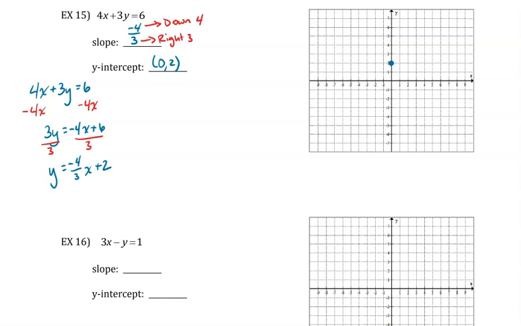So from our starting point, which is our y-intercept, we're going to go down 1, 2, 3, 4, and we're going to go right 1, 2, 3. That's our next point. To get a third point, we're just going to do it again. So down 1, 2, 3, 4, right 1, 2, 3, put our next point. Once we have that, we're just going to draw the line through our points, and we're done.